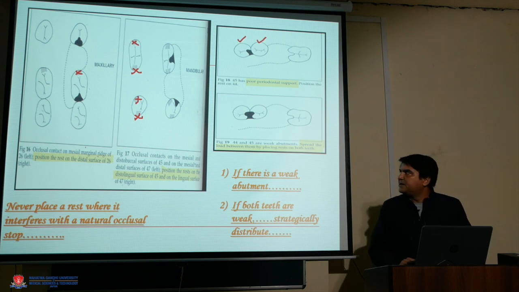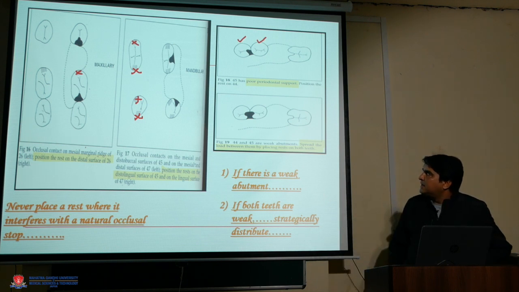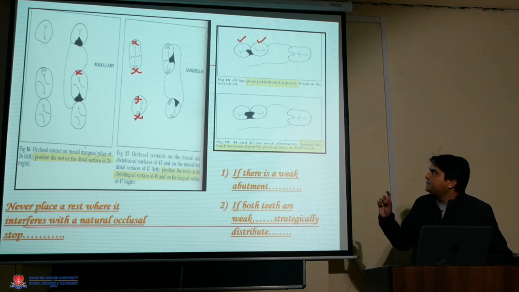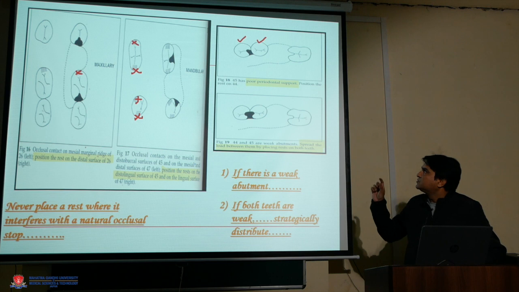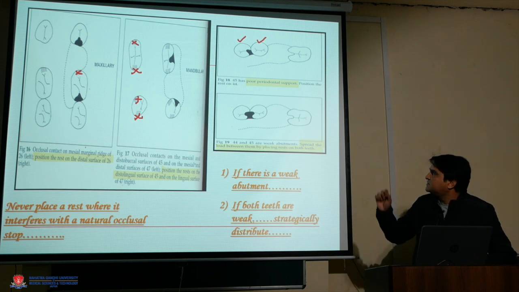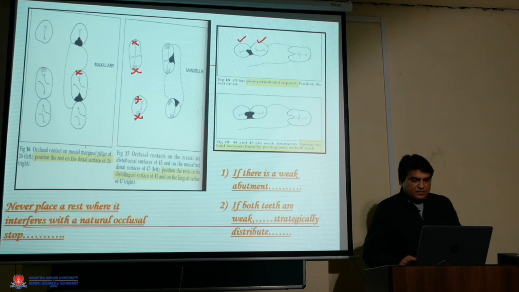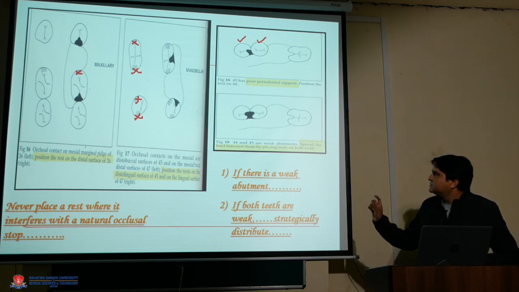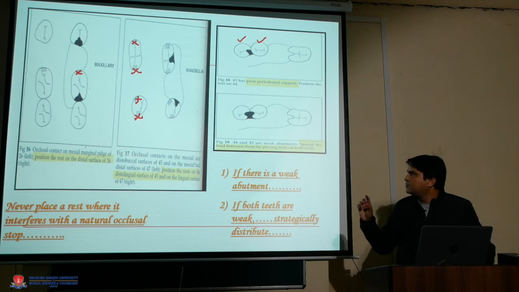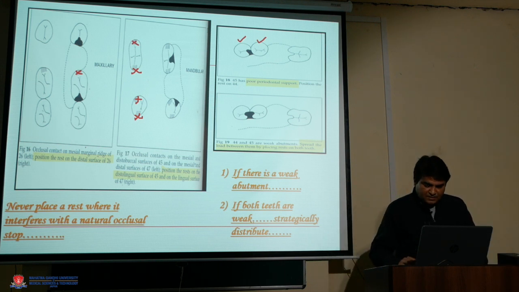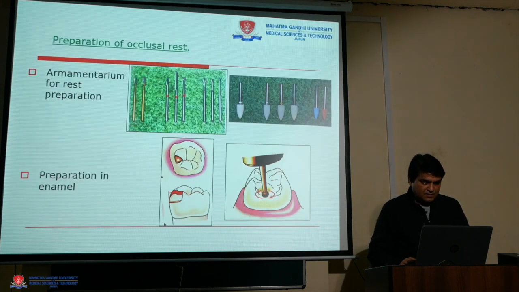If there is a weak abutment, like you can see in figure 18, the abutment has poor periodontal support, so we'll splint the rest. And in figure 19, if both the teeth are weak, we should prepare the rest seats in both the teeth so that it can bind the teeth together.